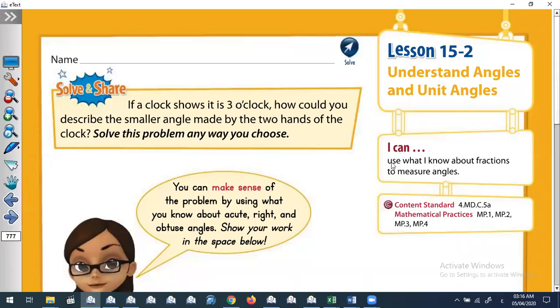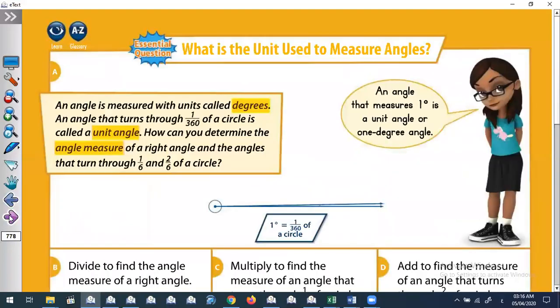How are you today? Our lesson today is lesson 15.2, which is understand angles and unit angles. In this lesson, we are going to know how to use what I know about fractions to measure angles. Let's start our exercise.